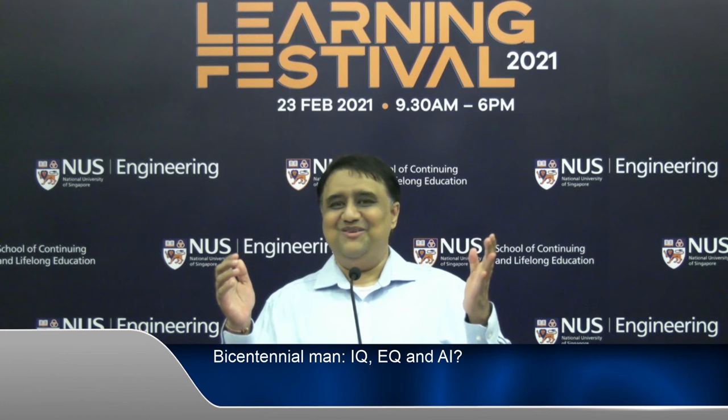Thanks. Okay, question four, Bicentennial Man, IQ, EQ, and AI. I think so. But remember, Bicentennial Man was a movie. So, yeah, I think you're absolutely right. They're trying to incorporate all aspects of that. I'm not sure I understood your question, but yeah, I think you're right that when you see AI in popular culture and so on, they are trying to incorporate all aspects of this, right?